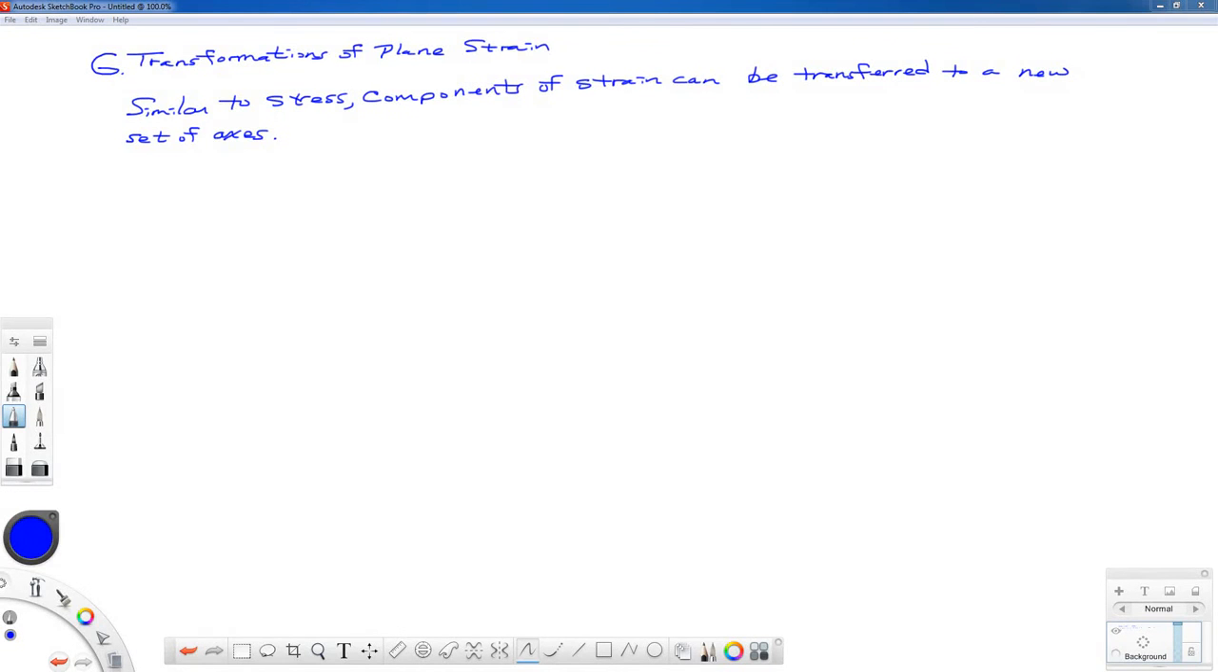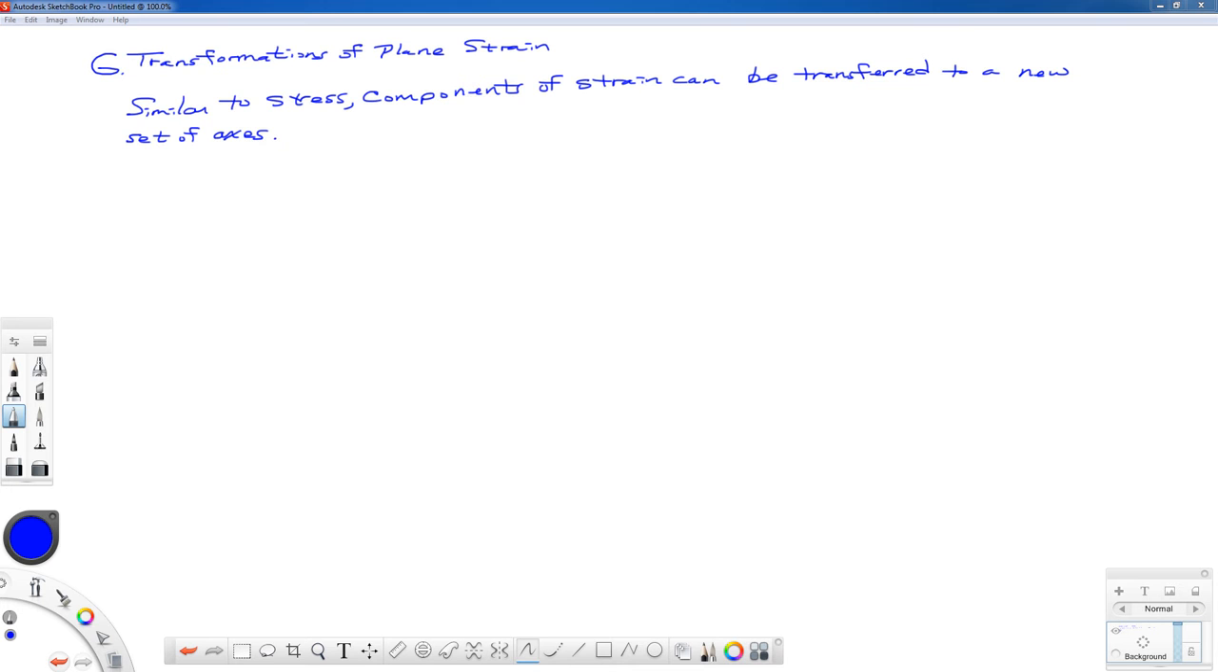In this lecture, we're going to talk about transformations of plane strain. So just in a similar way to stress, where we were able to transform stress components to a new set of axes, we can transform strain components to a new set of axes. It makes sense if you think about it.